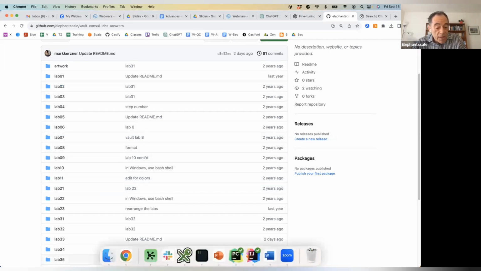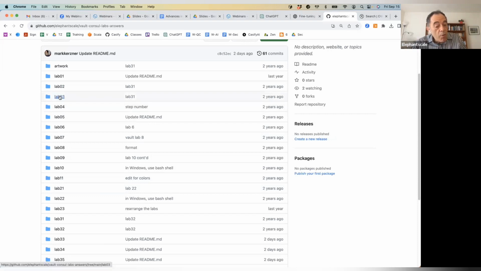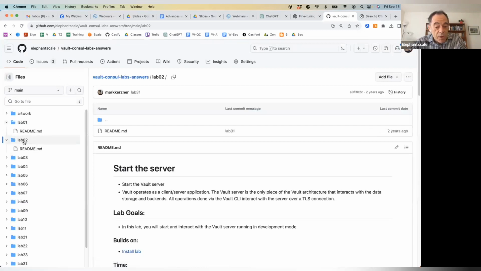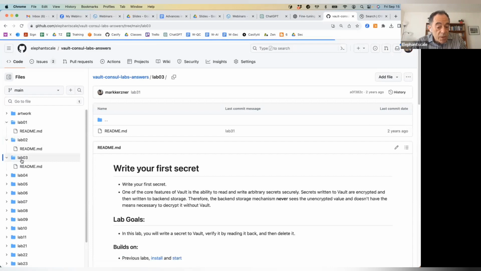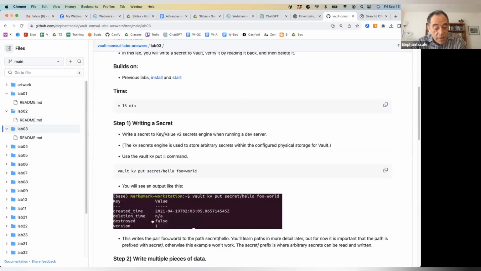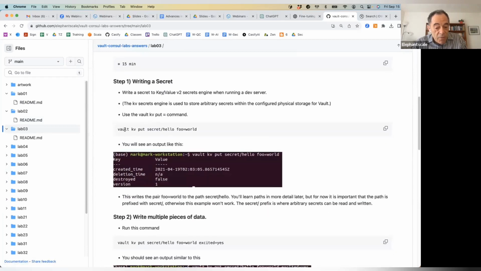So then in my class, I go and describe all the tricks. So here is lab number 1. That's how you install it. Lab number 2 is how you start it. But lab number 3 is what I really want to show you. Write your first secret. And that is done like this. You're saying Vault, take my key value secret and put it into the secret, call it hello, and the value will be Vault. So what happens here is that you send it to Vault.